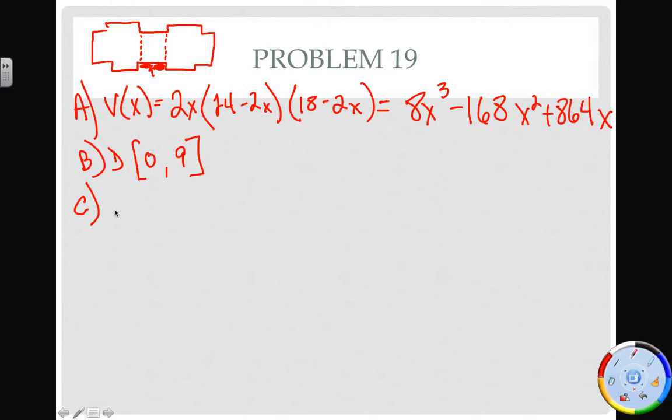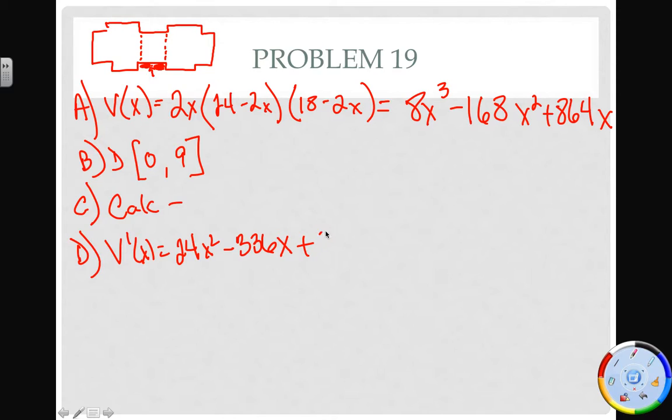Question C says graphically, so this is a calculator problem. Do that on your own. You use this function to find a maximum volume using your calculator. All right, but I like to do this analytically, meaning find the derivative, that sort of fun stuff. So v prime of x is equal to 24x squared minus 336x. Notice I actually did multiply by 2 again, rather than that one debacle that I had the other day. All right, so I get 864 there at the end.